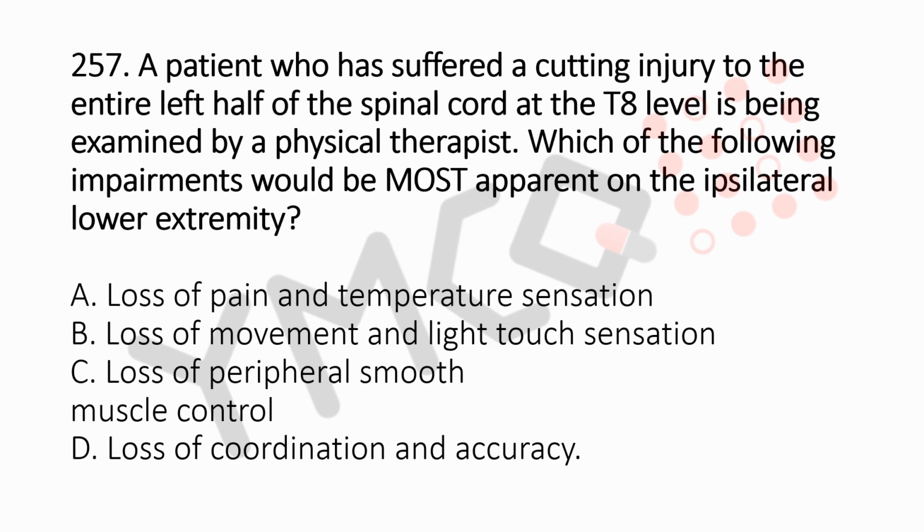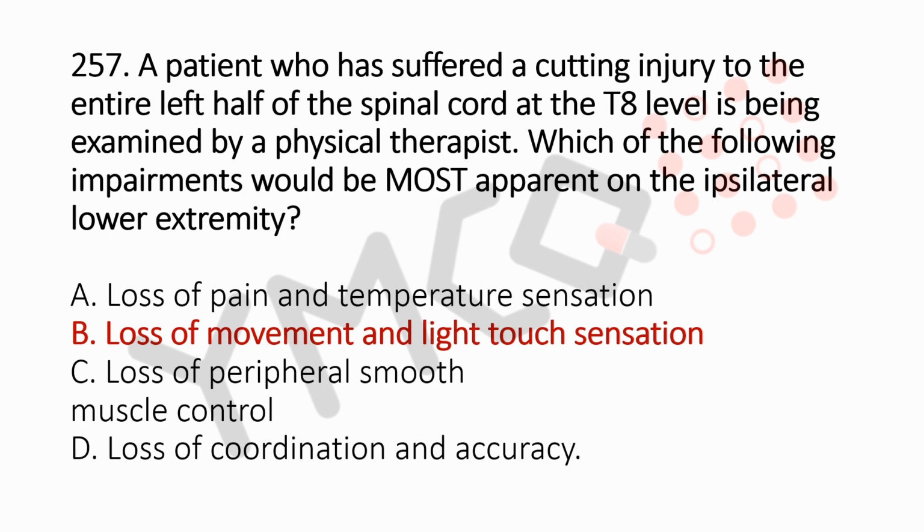Option A, loss of pain and temperature sensation. Option B, loss of movement and light touch sensation. Option C, loss of peripheral smooth muscle control. Option D, loss of coordination and accuracy. And the answer is Option B, loss of movement and light touch sensation.